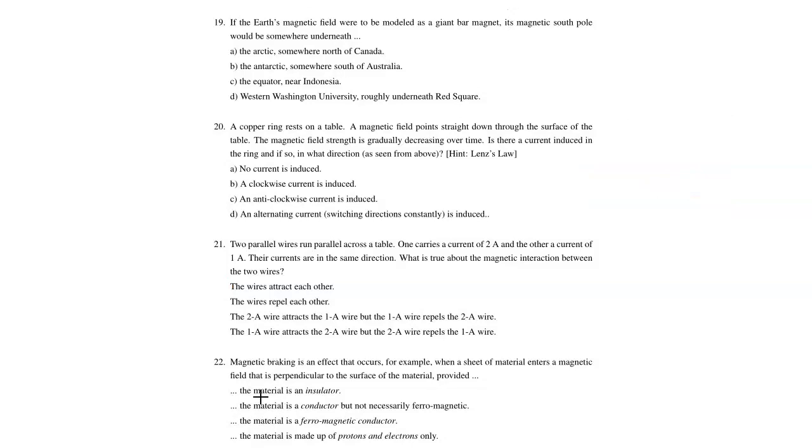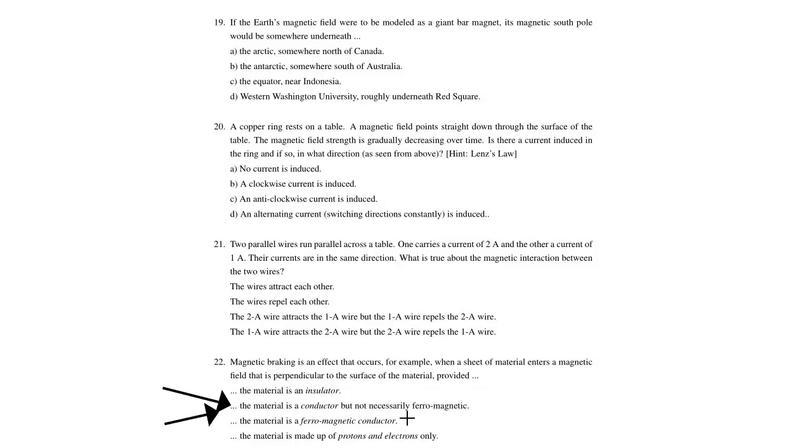Alright, number 22. Magnetic braking is an effect that occurs, for example, when a sheet of material enters a magnetic field. It is perpendicular to the surface of the material provided... Kind of gave it away already. Well, what has to happen is charges have to be allowed to flow. So that is all that is necessary. That means you can have currents inside the sheet of metal, the so-called eddy currents. These currents flowing then experience magnetic forces because they're moving charges, and that's what this braking force is. So it just has to be a conductor.